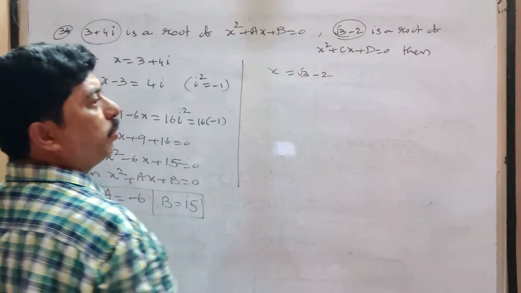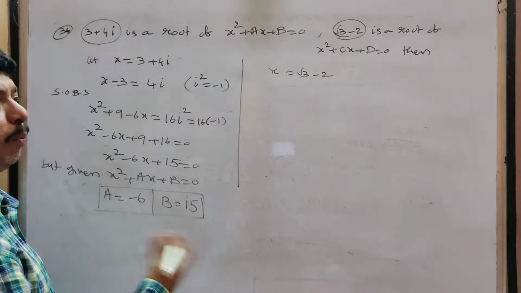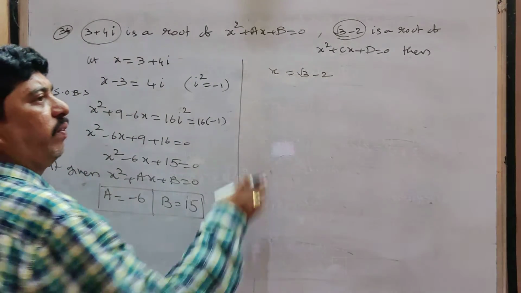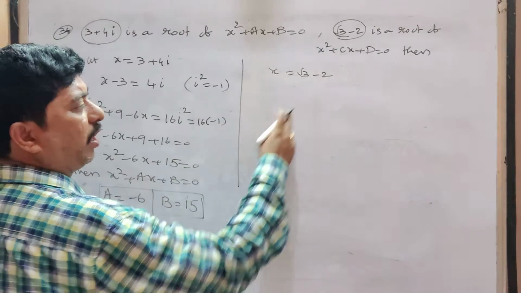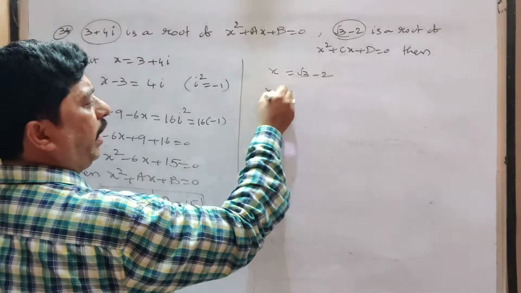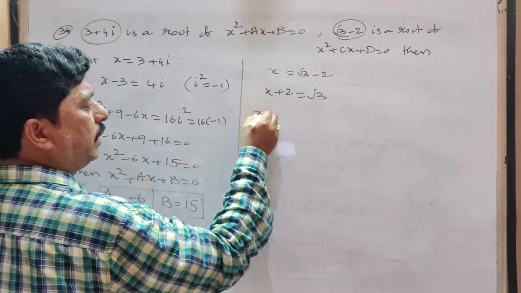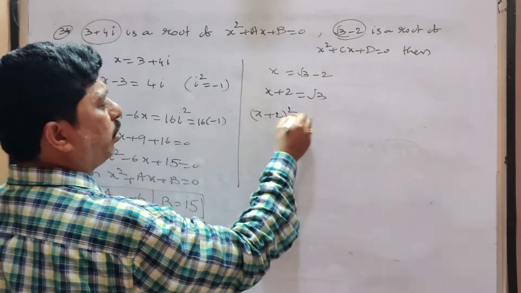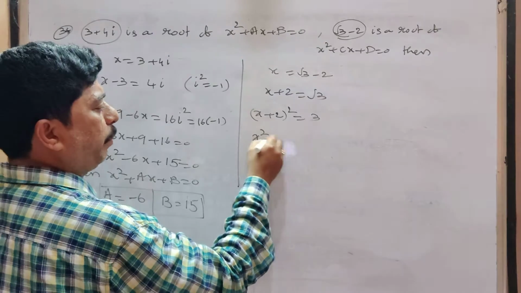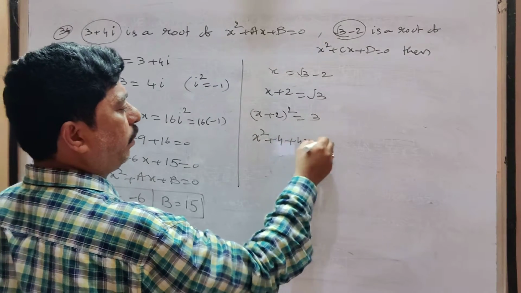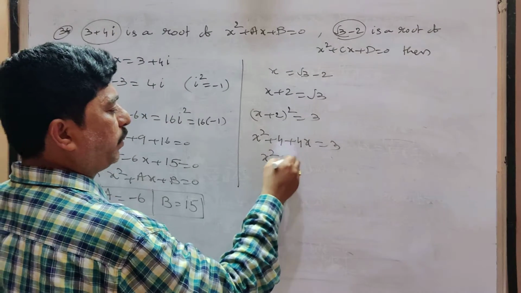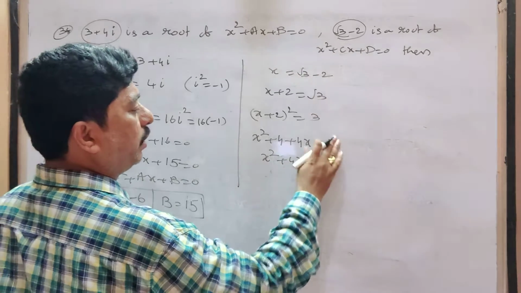Root 3 minus 2. You want to eliminate the irrational part by squaring. Now, minus 2 taking left hand side: x plus 2 equal to root 3. Squaring on both sides, x plus 2 whole square equal to root 3 whole square, 3. x square plus 4 plus 4x equal to 3. x square plus 4x, 4 minus 3, sorry.